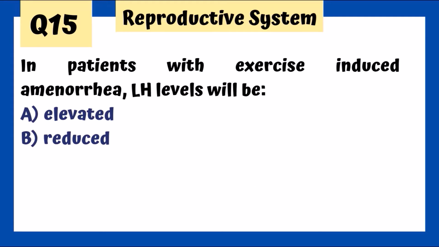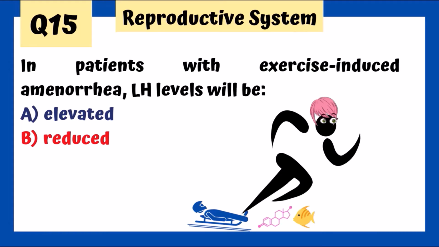In patients with exercise-induced amenorrhea, LH levels will be reduced. Over here, we have this lady over here. She has exercise-induced amenorrhea. She's very skinny. We actually don't even see her torso that she's so skinny. And she's stepping on the luge guy for LH. She's also stepping on the estrogen over here. Estrogen levels will be low also, and the fish for low FSH levels.